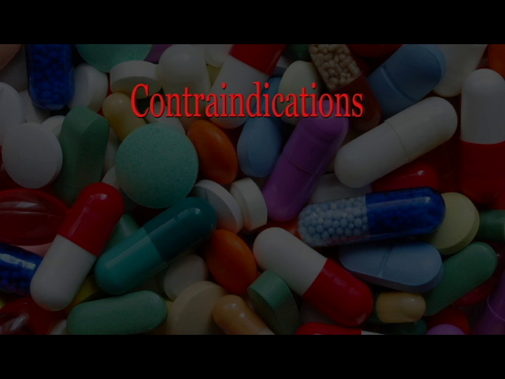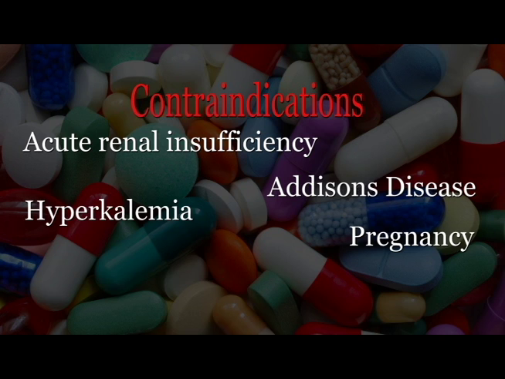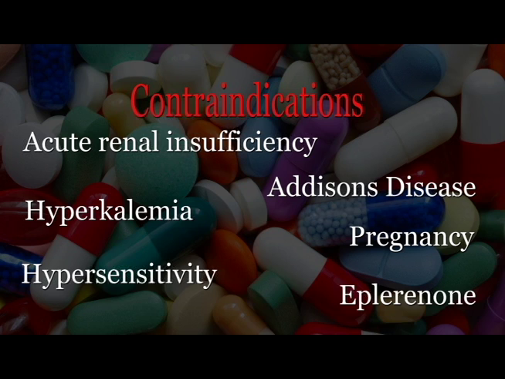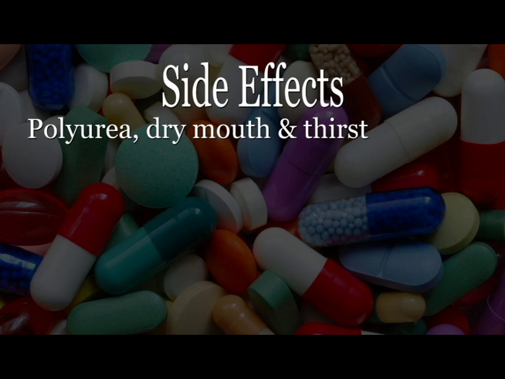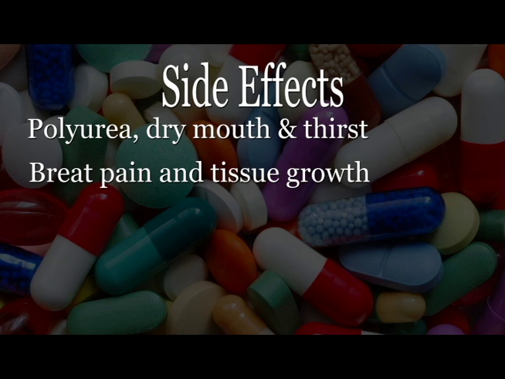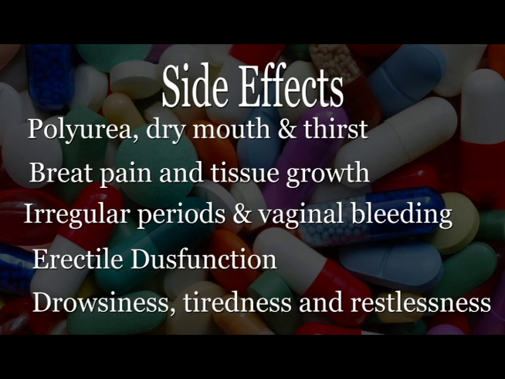This drug is contraindicated by acute renal insufficiency, Addison's disease, hyperkalemia, pregnancy, hypersensitivity to spironolactone, or the use of epinephrine. The side effects include polyuria, dry mouth and thirst, breast pain in women, growth of breast tissue in men, irregular menstrual periods and vaginal bleeding, erectile dysfunction, drowsiness, tiredness, and restlessness.